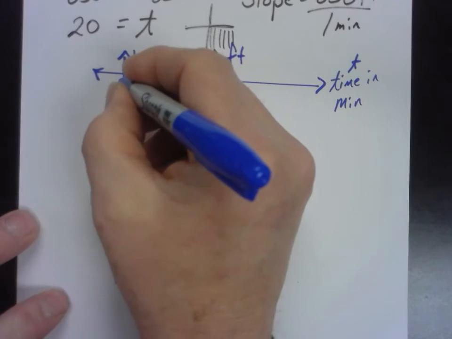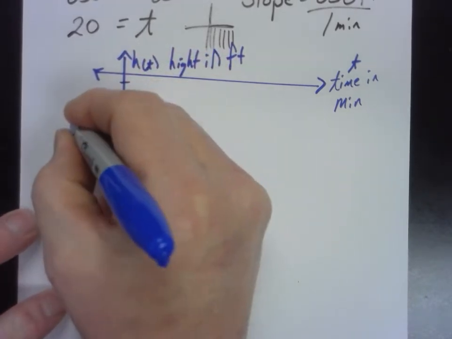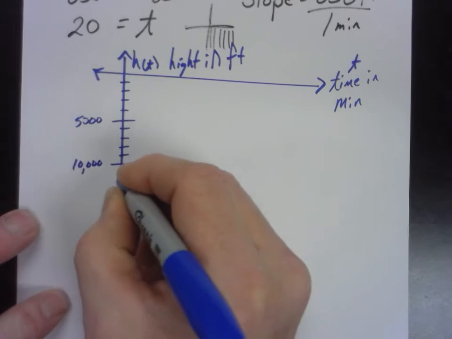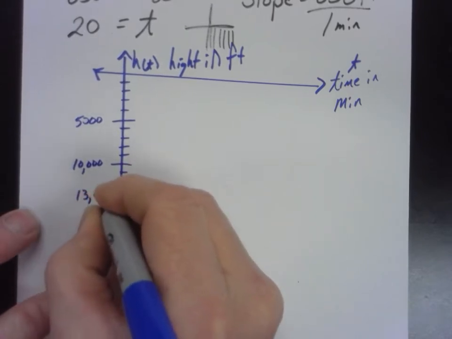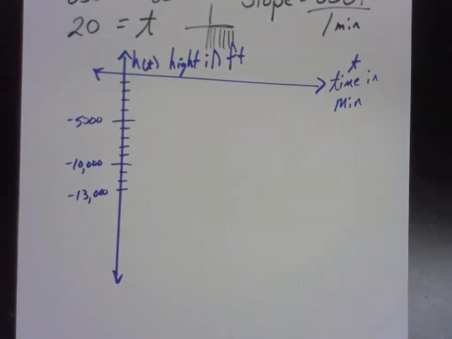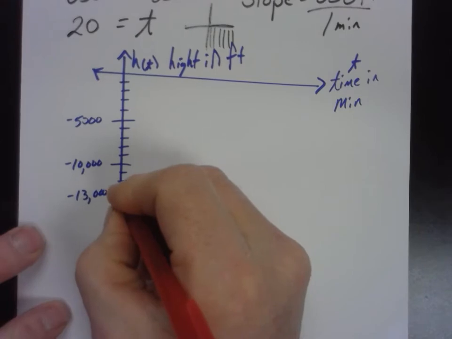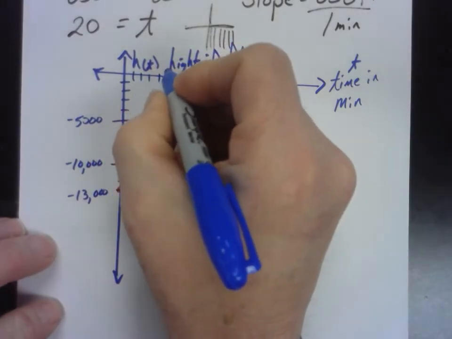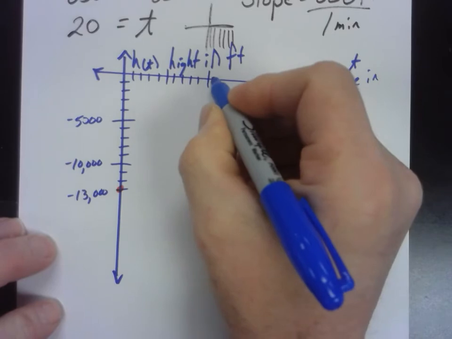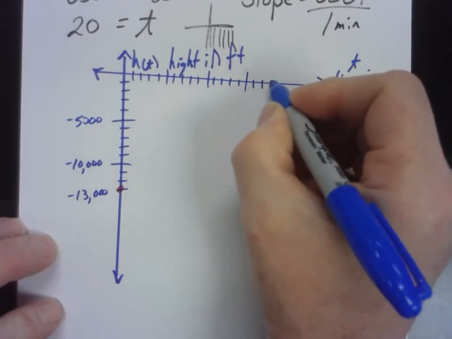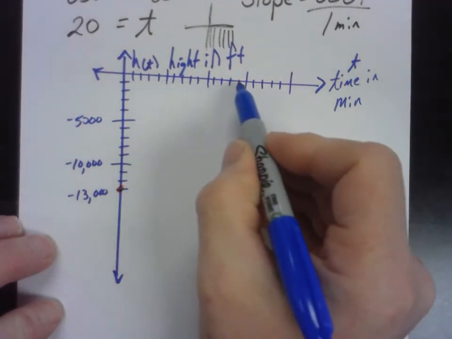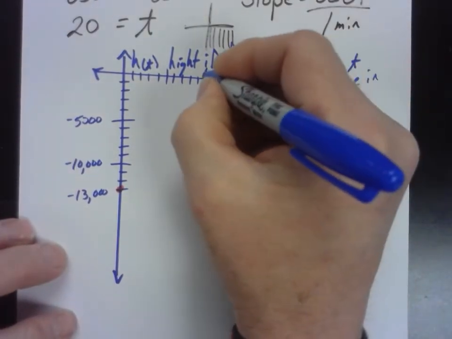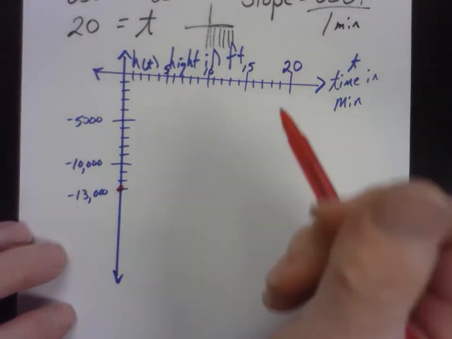Let's see. 1, 2, 3, 4, 5,000, 6, 7, 8, 9, 10,000, 11, 12, 13. Got that? So I'm just going to put one of my zeros right here. And then 20, we'll just go 1, 2, 3, 4, 5, 6, 7, 8, 9, 10, 11, 12, 13, 14, 15, 16, 17, 18, 19, 20. I really don't need to label all of those, but I better label that, don't you? And it wouldn't hurt to say this is 15, this is 10, this is 5 for sure. So here's our other 0.